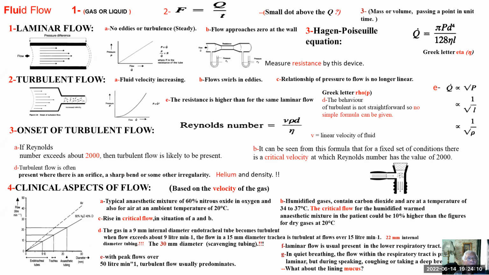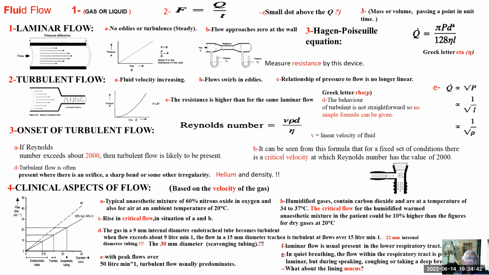We will discuss flow. Fluid flow could be a gas or liquid, and we are correlating the quantity to time. This quantity could be volume or mass. Whenever I put a small dot on the Q, it means the flow, like cardiac output. In other words, it is a mass or a volume passing a point in unit time.